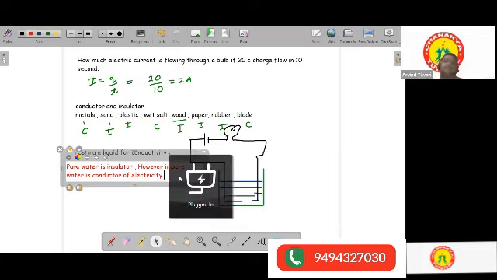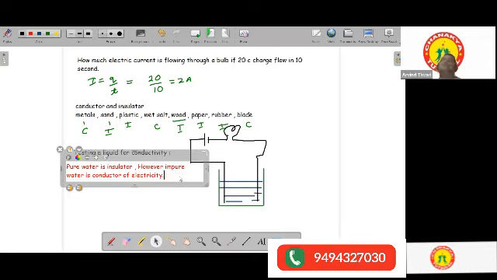So in this way we can see the substances which can conduct electricity and the substances which cannot conduct electricity. In this chapter, we will also be testing all the liquids for their conductivity. This is the setup by which we can test any liquid. If it conducts electricity, the bulb will glow. If the substance does not conduct electricity, the bulb does not glow.